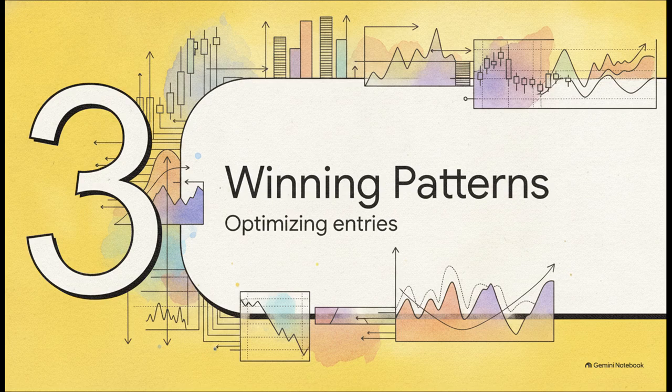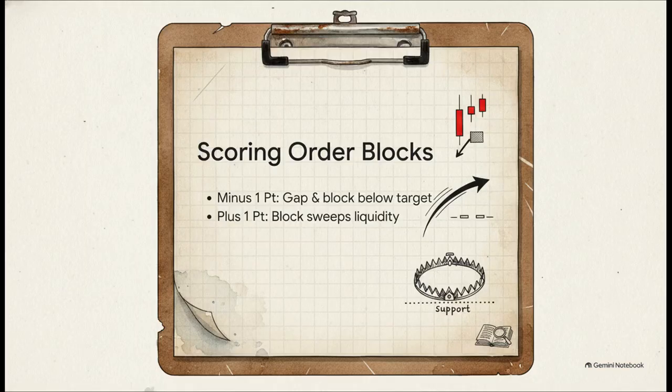Let's optimize those entries. By digging into the data, we can actually score our order blocks to filter out the low probability traps. For example, you want to subtract a point if you see a gap and another valid order block sitting directly below your target zone. Why? Because you know how the market is. It will absolutely blow right past your first block just to grab the liquidity to fill that lower gap. On the flip side, give a setup plus 1 point if the order block itself swept liquidity from equal highs or lows. That sweep is like rocket fuel.